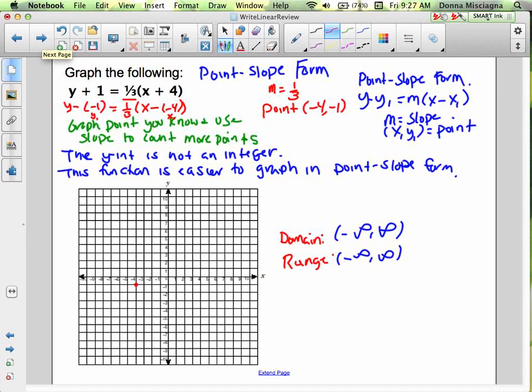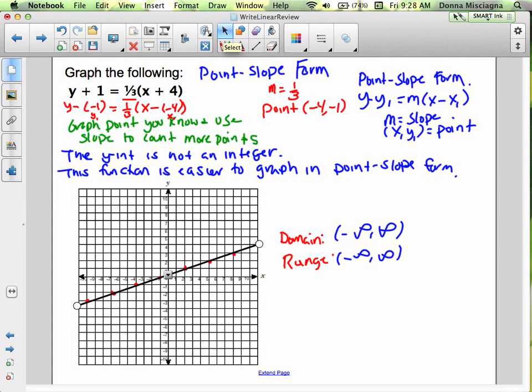So it goes up 1 to the right 3, 1, 2, 3. Up 1 to the right, 1, 2, 3. Up 1, 1, 2, 3. And so forth. I usually graph as many points as I can fit. It just makes my line straighter. I would graph more than 2, unless that's all you have space for. But it's up to you how many you graph. But I do think it makes it easier to make a straight line.